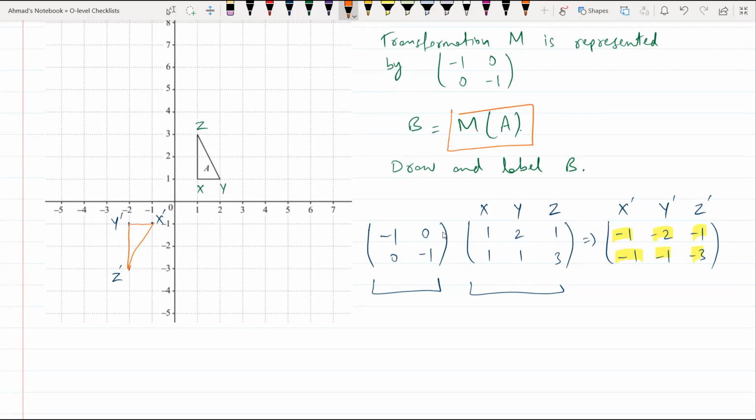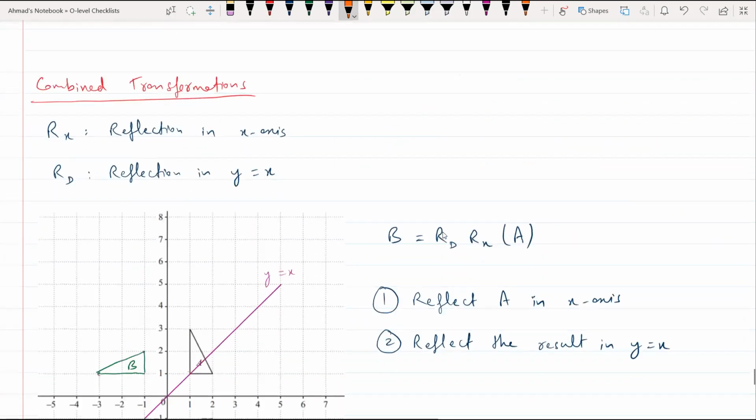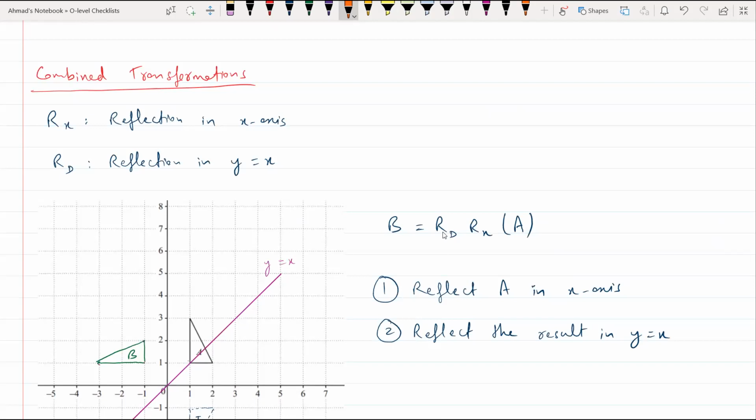M applied on A gives the result B, so that's your triangle B there. Okay? Then you have combined transformations as well, where one transformation happens and then another transformation is applied on top of it. So let's take an example.